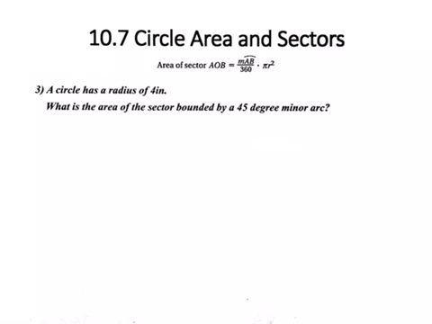A circle has a radius of 4 inches. What is the area of the sector bounded by a 45-degree minor arc? So what I want you to do is try this one on your own. See what you come up with, pause the video, and then when you're ready to see the answer, unpause it and see if you got the right answer.